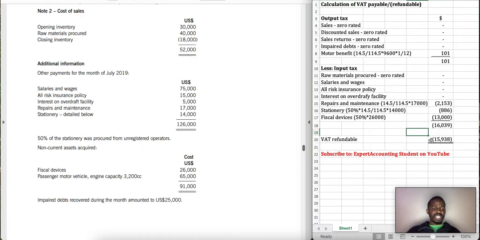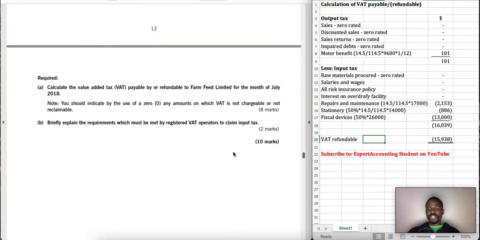Then here, output VAT or output tax is 101, and input tax is 16,039. So this gives us a VAT refundable, as the input tax is more than the output tax. So we get the VAT refundable of 15,938, which is 101 minus 16,039, we get 15,938. Then we move on to part B.